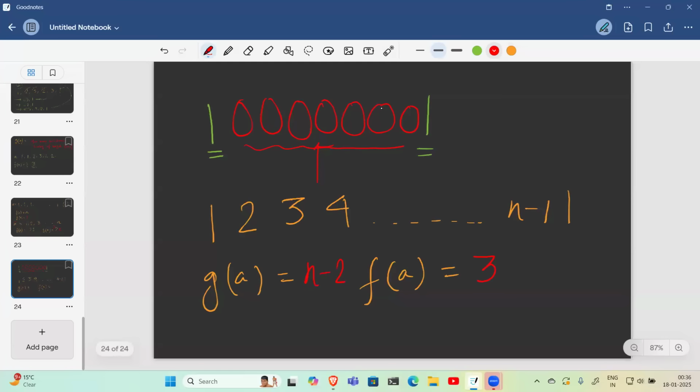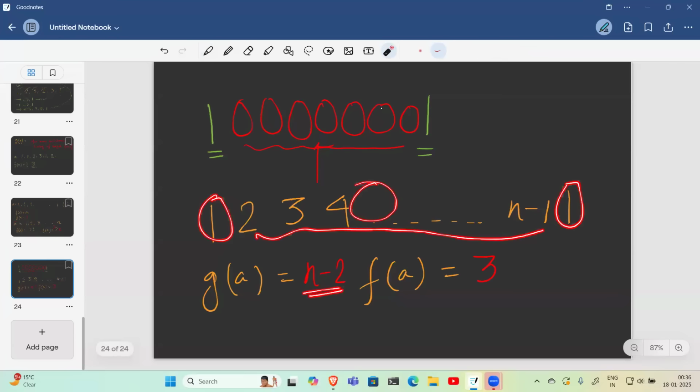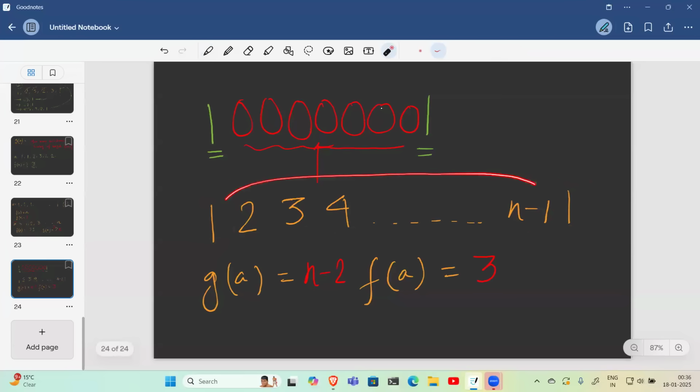Why is the value of f of a 3? Because you can make a palindromic subsequence of length 3. You can choose these two ones and then any distinct element in between. And since there are n minus 2 distinct elements, the value of g of a is n minus 2. So this solution did not work. Probably it did not work because we had just one way of choosing ones, and then we had to take distinct elements. We were getting some benefit, but we got the benefit only once, and that is the reason it did not exceed n.